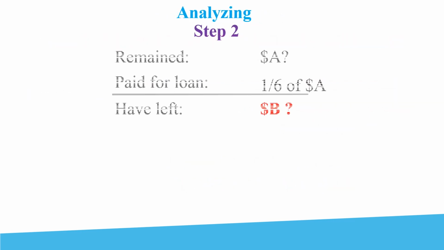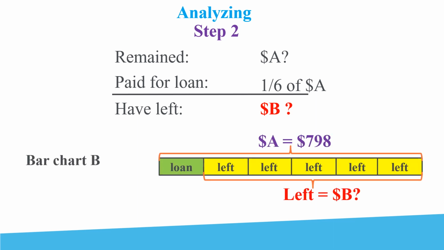Let's see. Step 2. So Richard is going to pay a loan as well, and we need to find out how much money is left after the loan payment. What do we do here? Again, same logic. First, a bar chart to help us. We have 6 boxes now. One of these boxes is going to be the loan payment. 5 of them are the remaining money left for Richard.